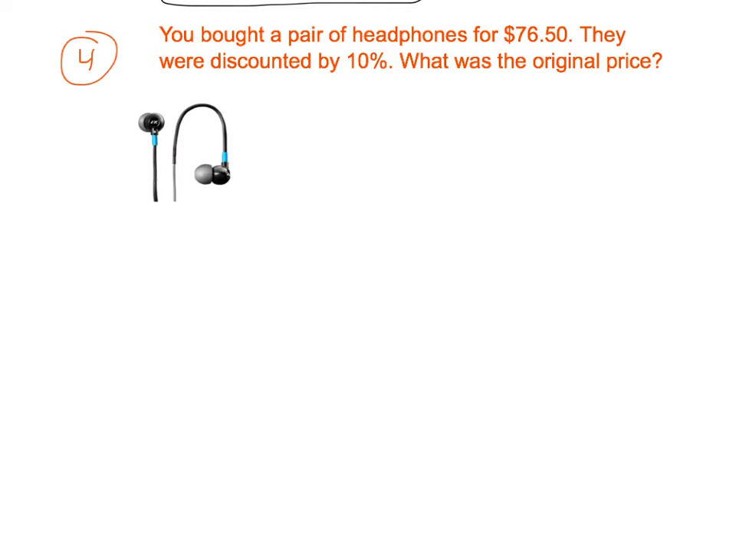All right, so here's another one dealing with discount and sales. Why don't you try this one as well, and let's see how you do. All right, so you bought a pair of headphones for $76.50. They were discounted by 10%. What was the original price? So do we have an equation that says original price equals blah, blah, blah? No, we don't. But we have equations that include original price that we can use to help us find the original price, even though the thing on the left is not original price equals. So let's think about what equation we need to use.